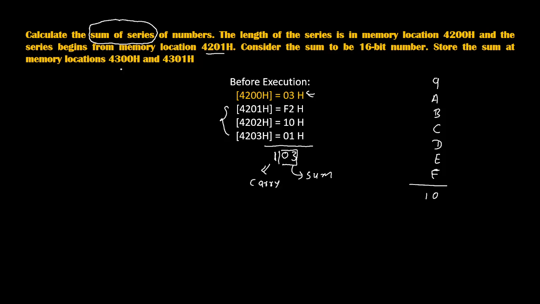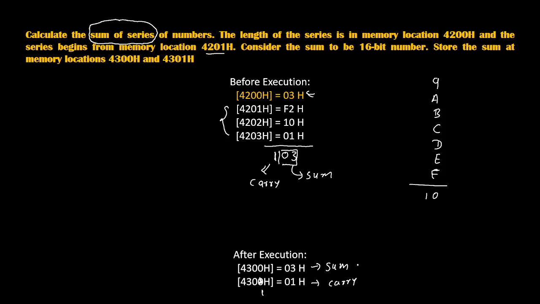So what we need to do is store the answer at 4300 and 4301. So we are expecting that after the execution, on 4300 we will store the sum. So this 03 is the sum, and on 4301, this location is 4301, we are expecting the carry to be 01.